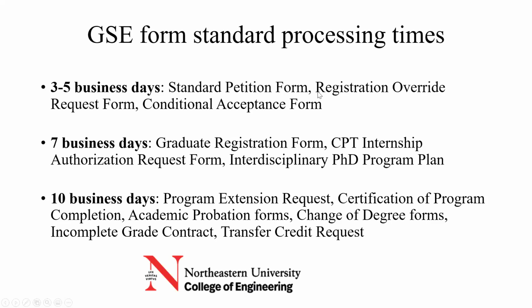For standard petition form, registration override request form, and conditional acceptance form, it generally takes 3 to 5 business days to process. For graduate registration form, CPT internship authorization request form, and interdisciplinary PhD program plan, it generally takes 7 business days to process. And for program extension request, certificate of program completion request, and some other forms, it generally takes 10 business days to process.